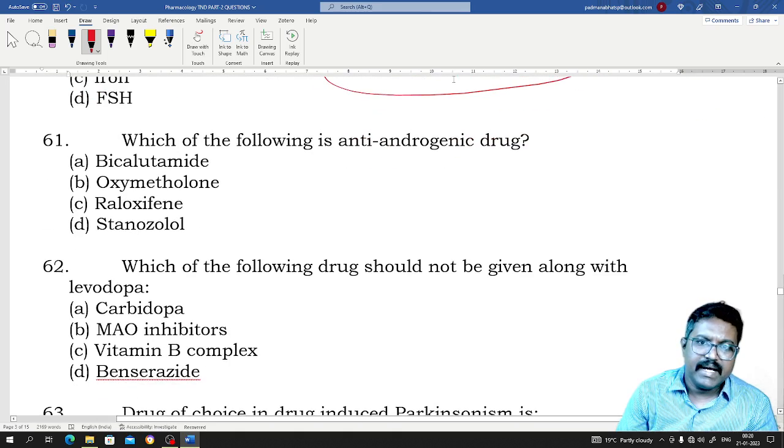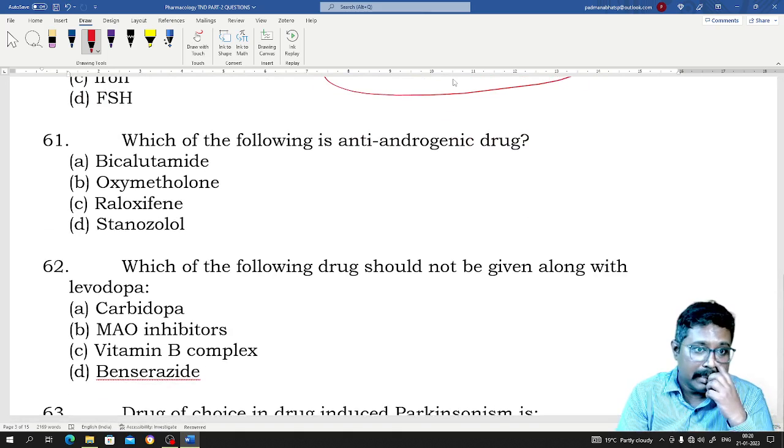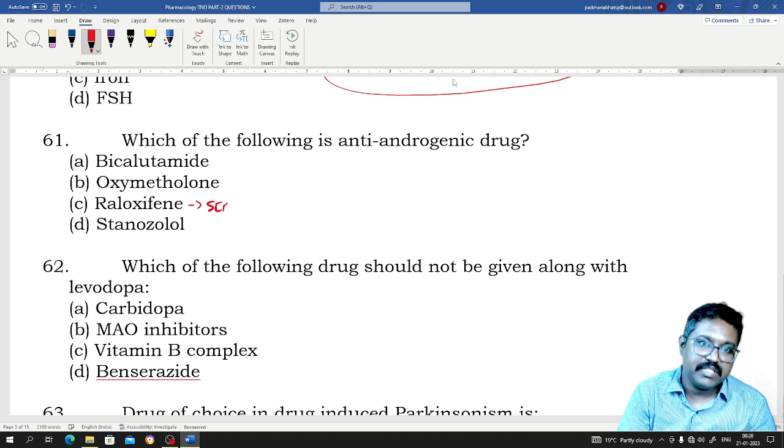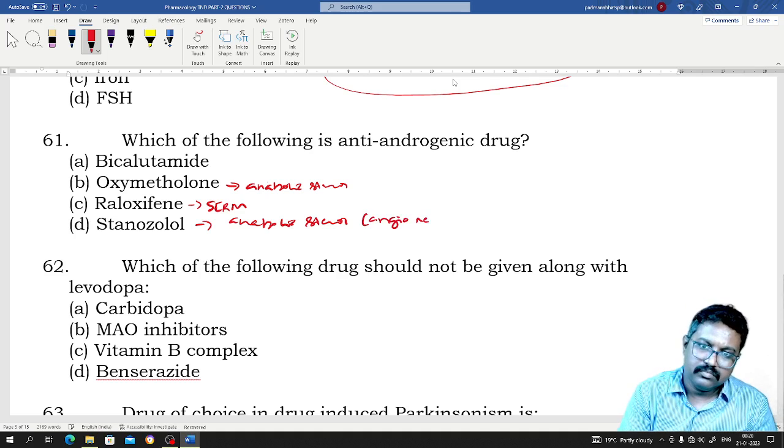So which of the following is an anti-androgenic drug? Please remember, raloxifene is a selective estrogen receptor modulator. Oxymetholone is an anabolic steroid, and stanozolol is also an anabolic steroid. This is mainly used for hereditary angioedema, and it has been used in the treatment of anemia, erythropoiesis, etc. And here the answer will be anti-androgens like bicalutamide, flutamide, etc.